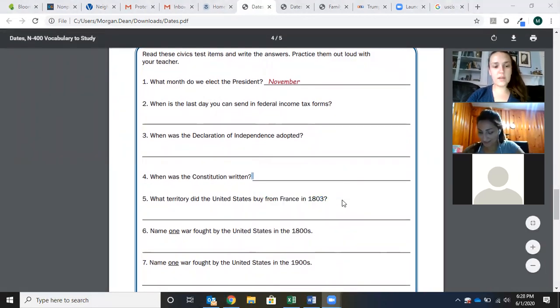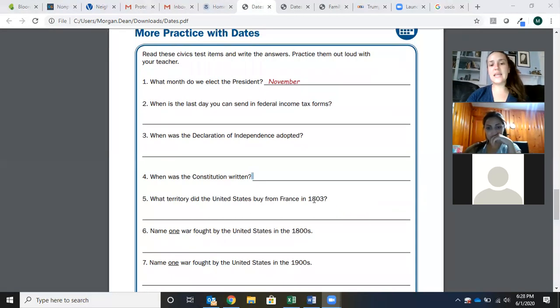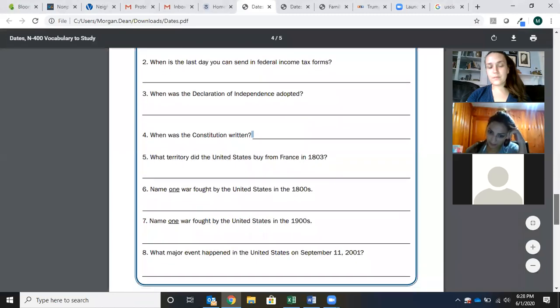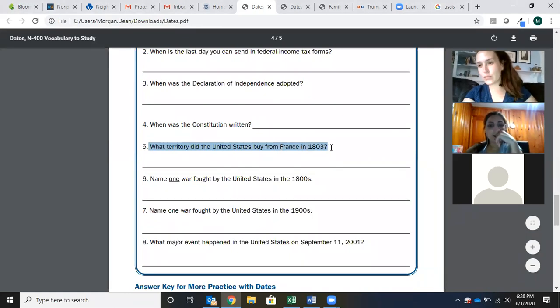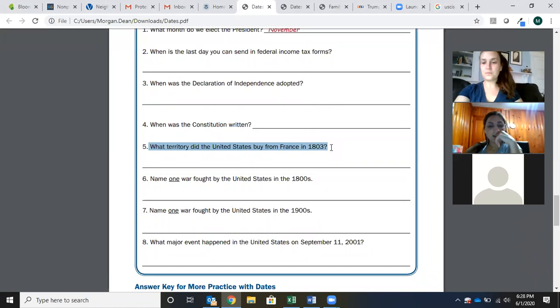Okay. Let me go ahead and clear that. What territory did the United States buy from France in 1803? This was a long time ago, y'all. 1800s, very early 1800s, right? Thomas Jefferson was our president. He bought it from the French, and it was named after a state, the state that has New Orleans.